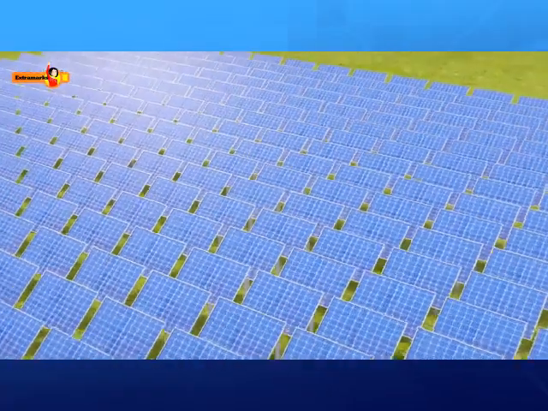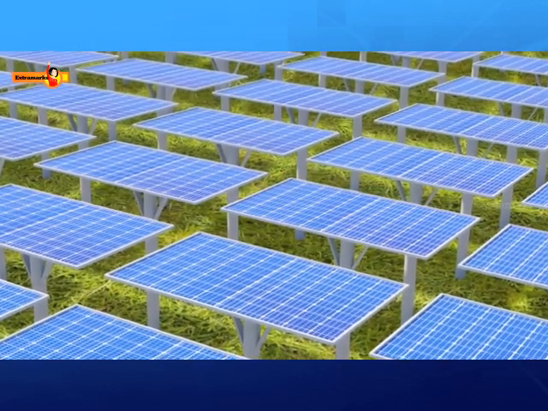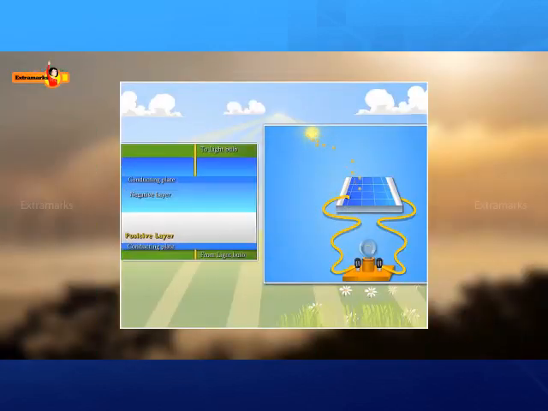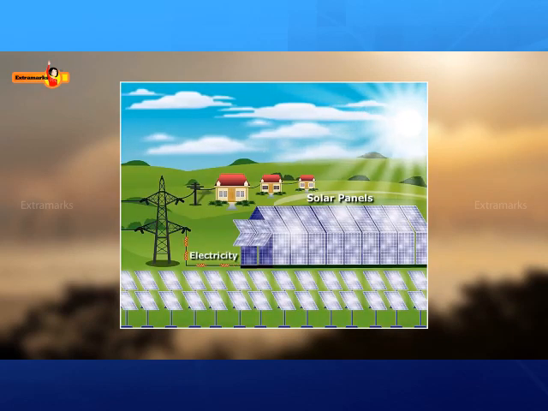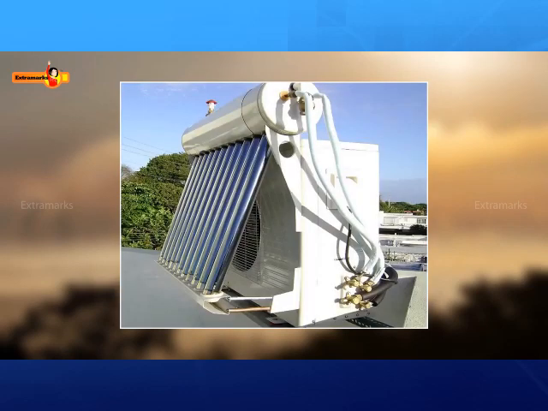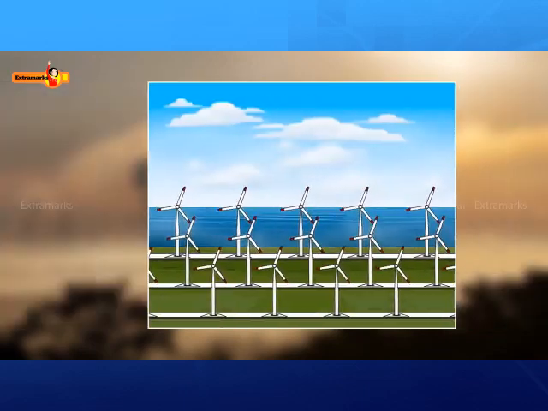Solar energy. India is a tropical country. It has enormous possibilities of tapping solar energy. Photovoltaic technology converts sunlight directly into electricity. Solar energy can be used for various purposes like cooking, power and electricity generation, and transportation.